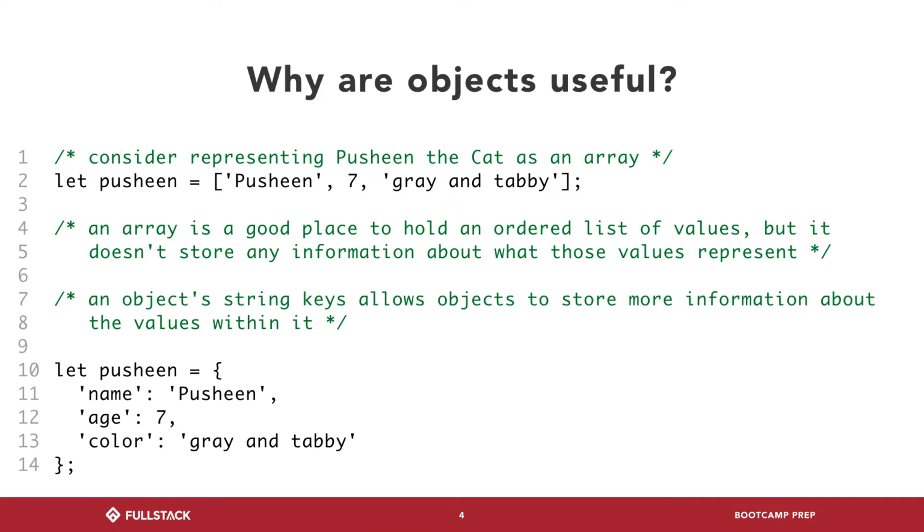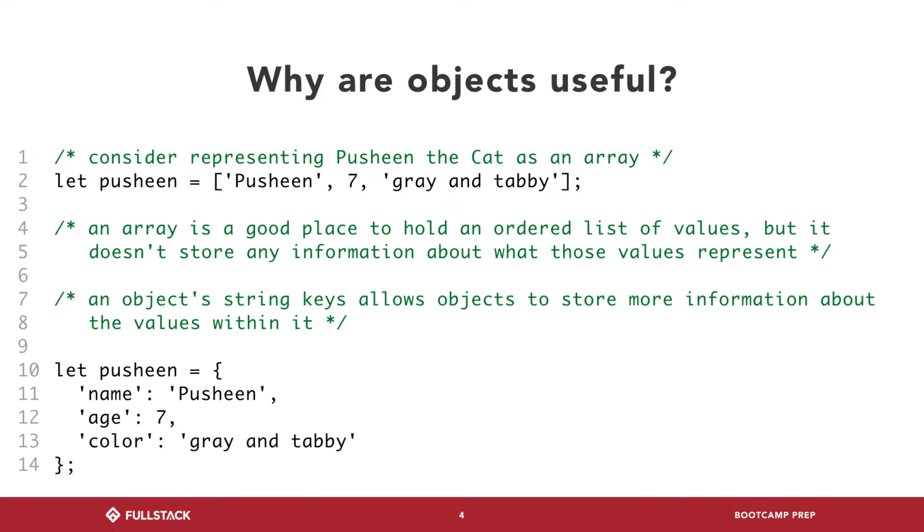Because objects let you associate a key with a value, you can now actually say this value is this, right? And so it makes it a lot more clear what we're looking at. So up here we have a cat that we use for today's examples. Pusheen, 7, Gray, and Tabby.